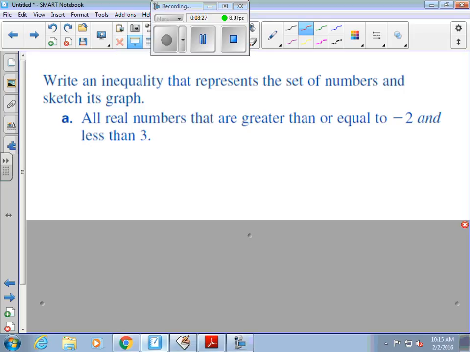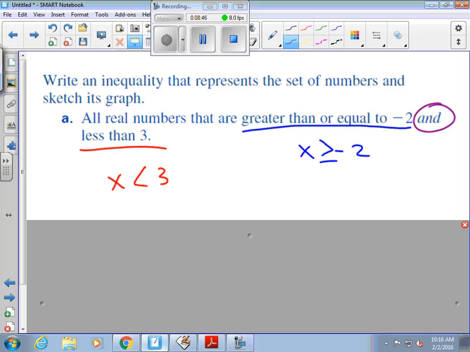Okay, for this one, all real numbers that are greater than or equal to -2. X is something -2. Greater than or equal to, looks like that. And less than 3. X is something 3, less than that. Again, this is the key right here, "and." So put them together. "And" means x is going to be in the middle. So put the smallest number first, put x in the middle, and put the bigger number last.